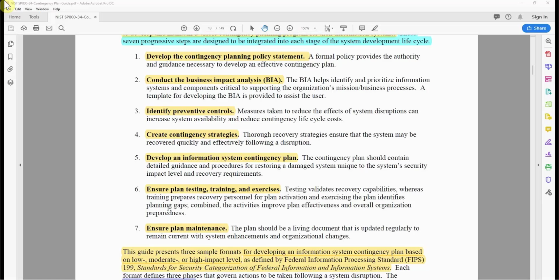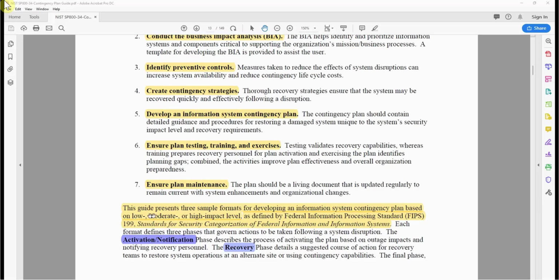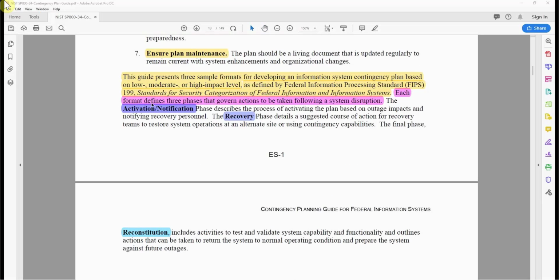Number 7, and the last one, says ensure plan maintenance. The plan should be a living document that is updated regularly to remain current with system enhancements and organizational changes. This guide presents 3 sample formats for developing an information system contingency plan based on low, moderate, or high impact, as defined by the Federal Information Processing Standard, the FIPS 199 standard, for security categorization of federal information and information systems. Each format defines 3 phases that govern actions to be taken following a system disruption. Just like we saw, we have the activation and notification, the recovery, and the reconstitution.